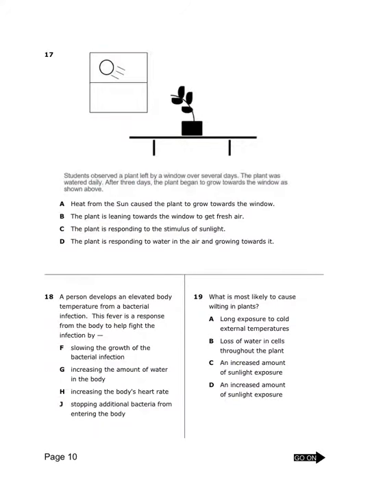Number 17. Students observed a plant left in the window over several days. The plant was watered daily. After 3 days, the plant began to grow towards the window as shown above. A. Heat from the sun caused the plant to go towards the window. B. The plant is leaning towards the window to get fresh air. C. The plant is responding to the stimuli of sunlight. D. The plant is responding to water in the air and growing towards it.